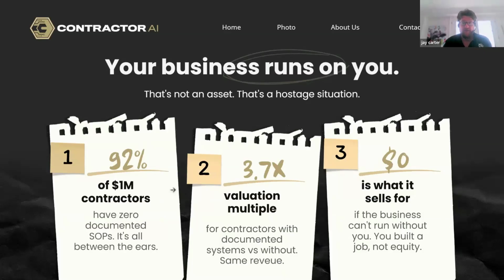So 92% of $1 million contractors have zero documented SOPs. It's all between their ears. Okay.